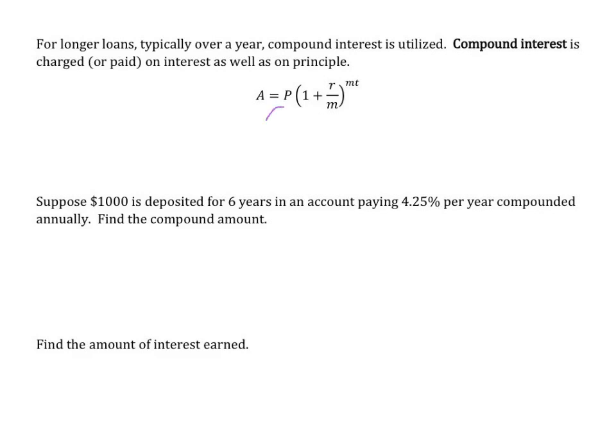So P is the principal, so how much you put in. R is the rate. T is time in years. And then M here and here is the same, so how many times per year?